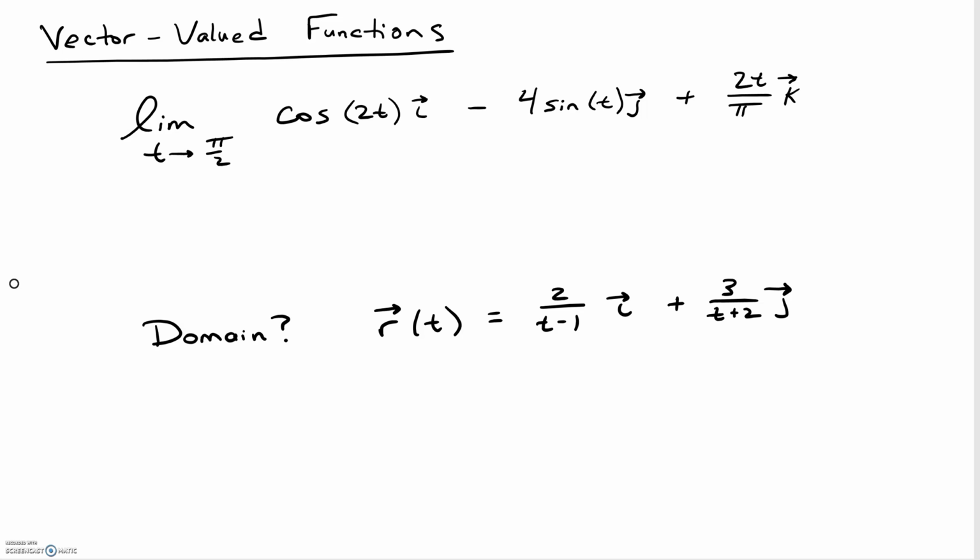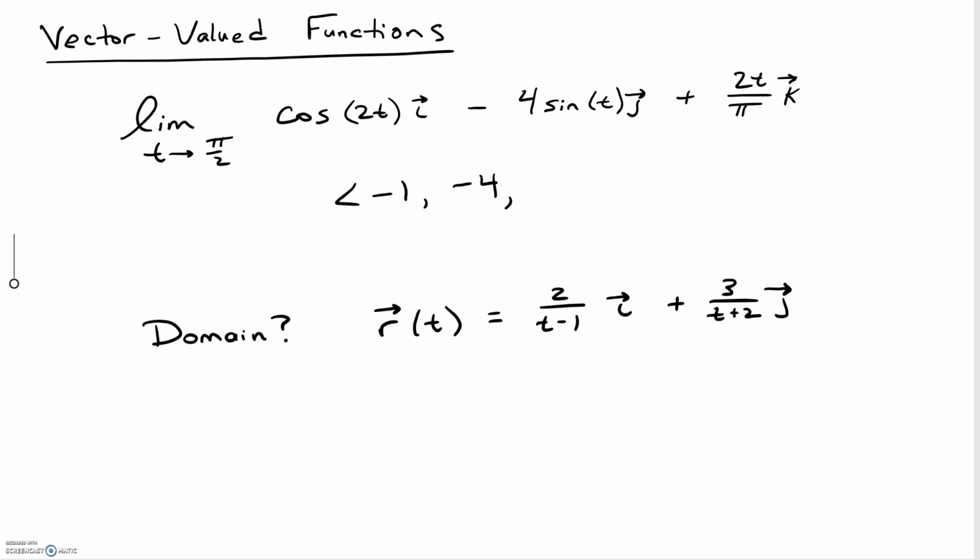The first one is to find the limit as t goes to pi halves for this expression here. In the first term, we have cosine of 2t. Well, 2 times pi halves is pi, and cosine of pi is -1. So for our first component, the limit is -1. We plug pi halves into t for the second expression. Well, sine of pi halves is 1 times the -4 coefficient. So its limit is -4.